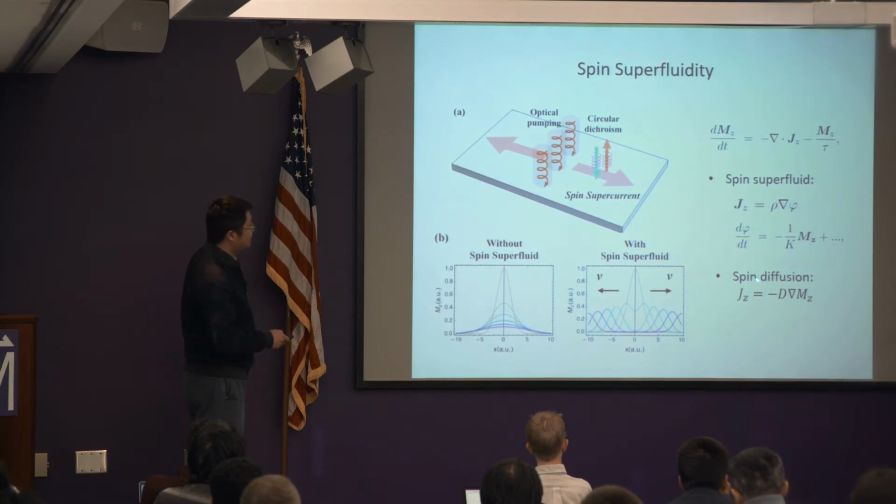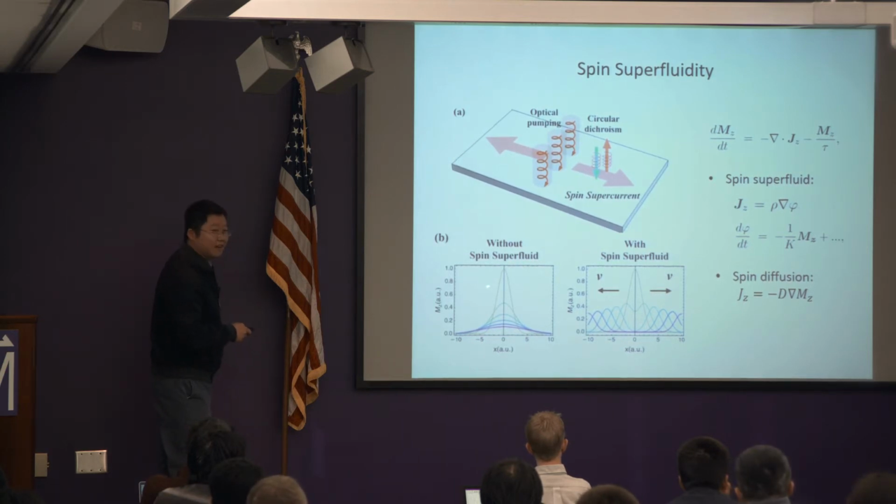So it's proportional to the gradient of the spin density. When you combine these two equations, you find that at time t equals 0, you use circularly polarized light to create a spin imbalance at, let's say, x equals 0, and then it just diffuses away, right? So at any later time, the spin density is still peaked at x equals 0.